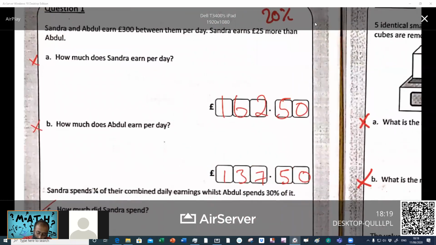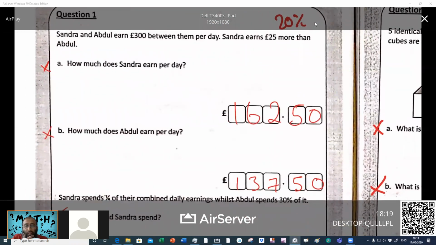Question number 1. Sandra and Abdul earn £300 between them per day. Sandra earns £25 more than Abdul. How much does Sandra earn per day? So the first thing that we can do, we can actually split it up. So we got Sandra and Abdul. Now let's split up first of all half each, 150 and 150.